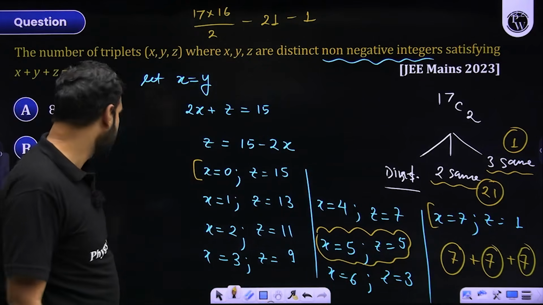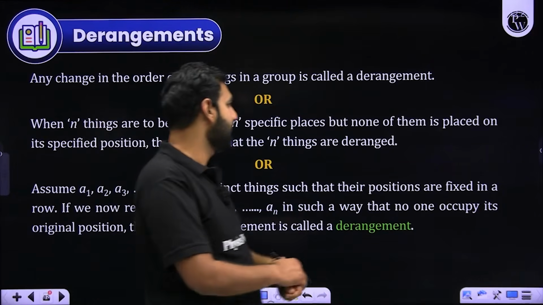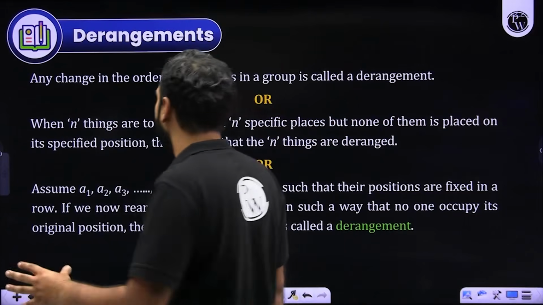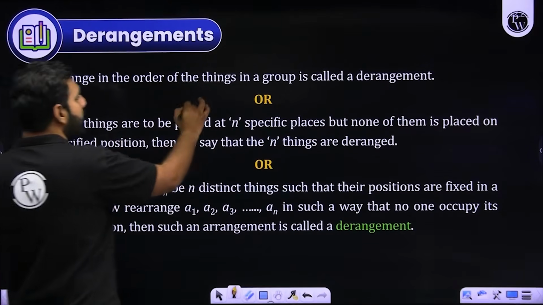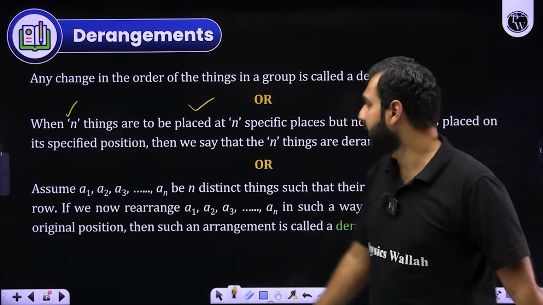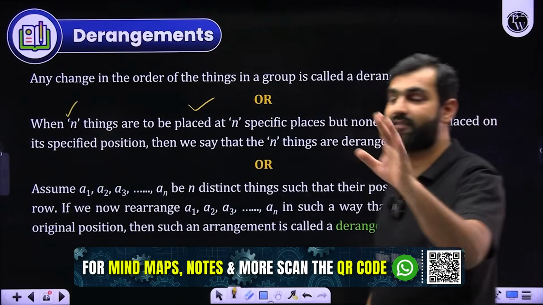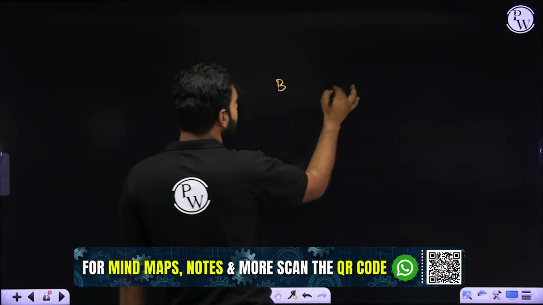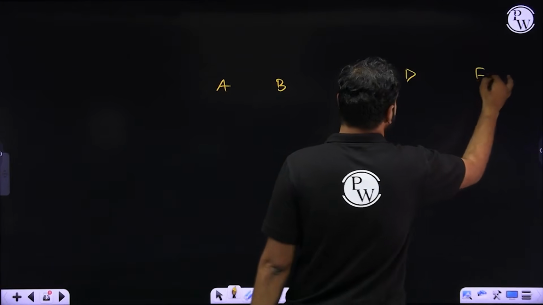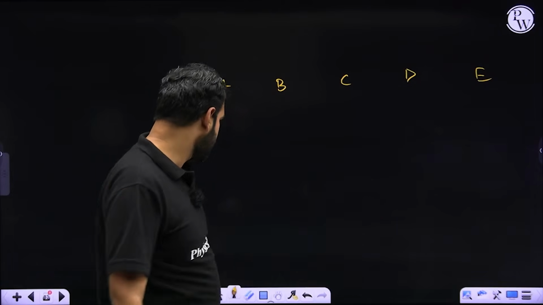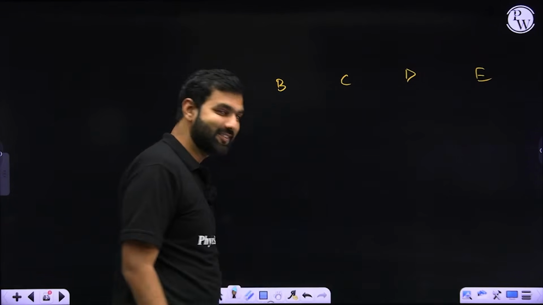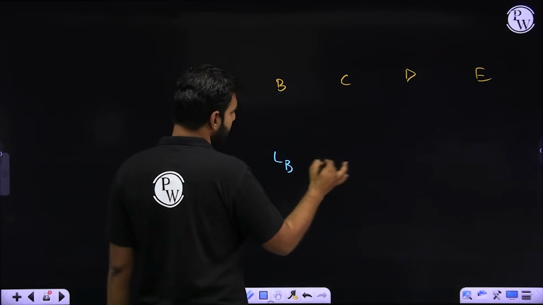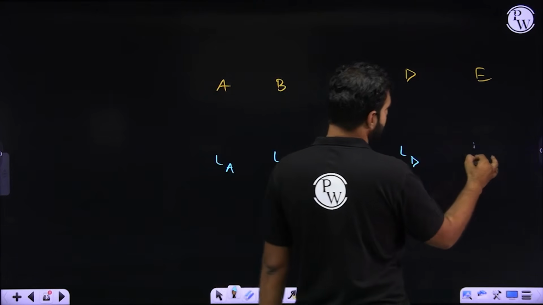Don't avoid them. Right? Now, let's talk about the next case, derangement. There are multiple definitions. I'll say a very simple scenario here. When n things are to be placed at n specific places, but none of them is placed on its specified position. For example, let's say I have 5 friends A, B, C, D and E. I have written 5 letters, although you don't write letters these days, but let's say I've written 5 letters to them. So there is a letter for A, there is a letter for B, there is a letter for C, there is a letter for D, and there is a letter for E.